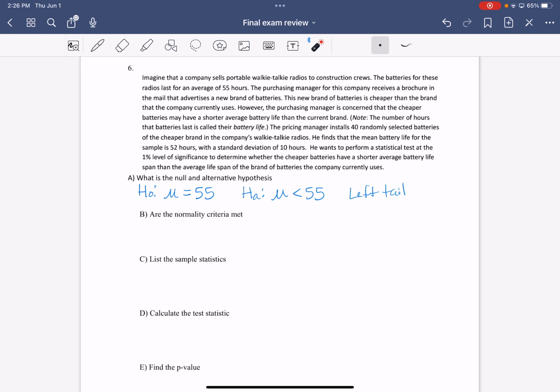Any other questions? Yeah. Are we ever going to do independent samples for this chapter? No. Thank you. Feels good, right?